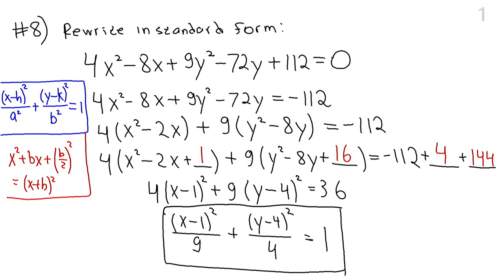And this is the final answer. This is me rewriting the ellipse in its standard form: x minus 1 squared divided by 9 plus y minus 4 squared divided by 4 equals 1. In the next problem, we're going to be given an ellipse in standard form, not centered at the origin, and then we're going to extract all that information from it. So the next one we're going to do is number 10.